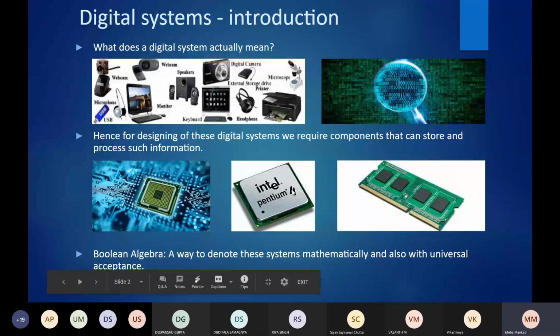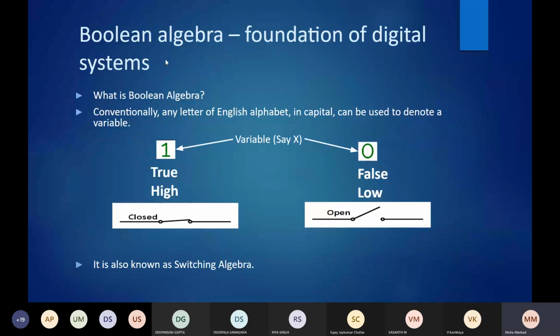Now, to denote any system digitally, we need a set of rules and also some symbols so that we can denote such systems universally. There should be no debate as to how a system or a logic expression should be represented. So Boolean algebra is a way to denote these systems mathematically and with global acceptance. Boolean algebra is the foundation for digital systems.